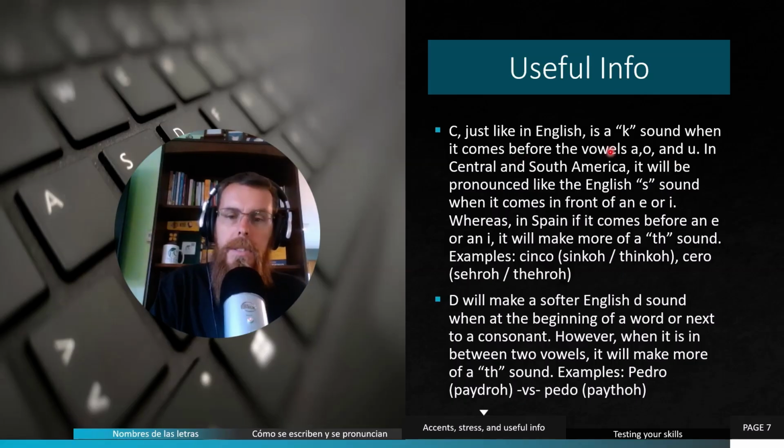Just like in English, C is a K sound when it's in front of an A, O, or U. And in Central and South America, it will sound like an S sound when it's in front of an E or an I, as in cinco or cero. But in Spain, if it comes before an E or an I, generally you will hear a TH sound. So cinco becomes cinco and cero becomes cero. And if you watch movies from Spain, you will hear this a lot.